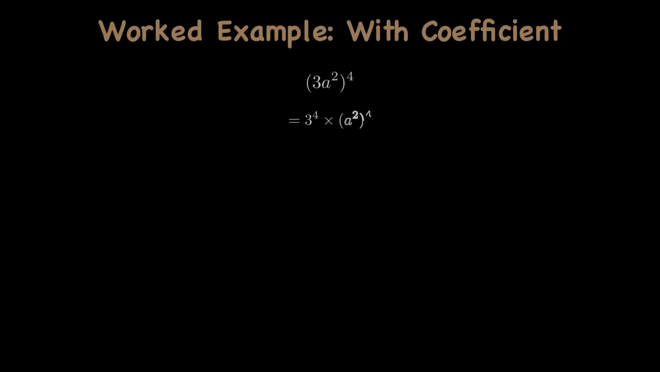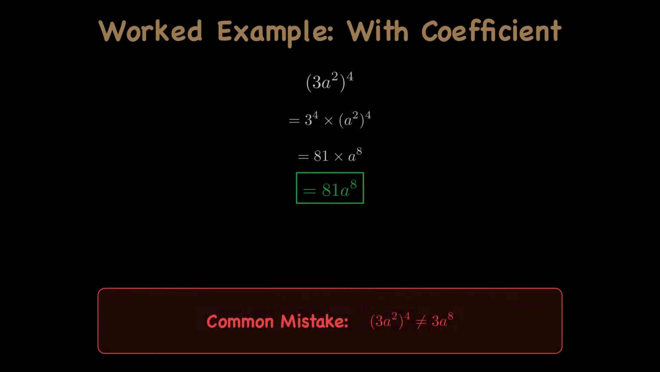Now with a coefficient inside. Simplify 3a squared, all to the power of 4. The power of 4 applies to everything inside the brackets. 3 to the power of 4 is 81. A squared to the power of 4 means 2 times 4 equals 8. The answer is 81a to the 8. Common mistake. Some students forget to raise the coefficient 3 to the power of 4.